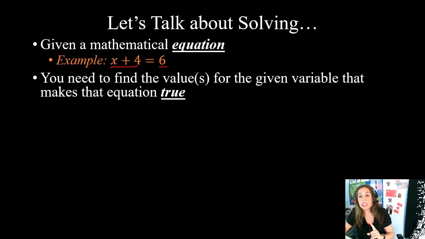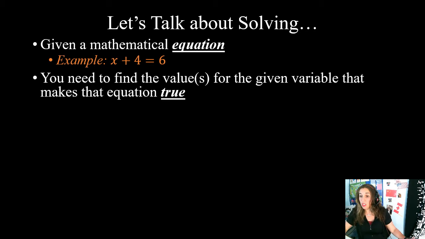This is very different than a mathematical expression, and we'll talk about that in a second. So we need to figure out what value, and in this particular example there is only one value, for x will make that relationship of equality hold, will make that left side equal to that right side, okay? There's only going to be one value that works.